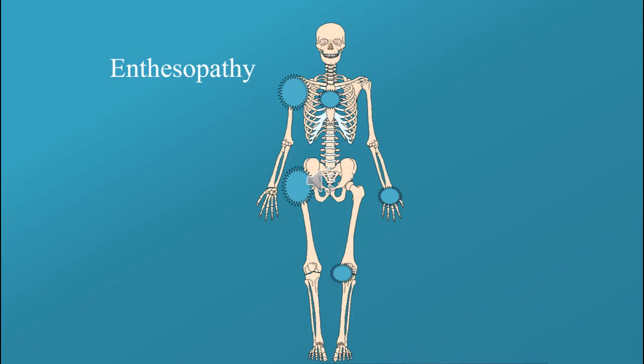Enthesopathy can happen anywhere, but it's very common in the shoulders and the hips and the knees. It can happen in the elbows or the wrist. It can also happen where the joints of the ribs are and where the cartilages of the ribs join together, and that can be very distressing because the patient thinks they're having a heart attack because they start getting chest pains.